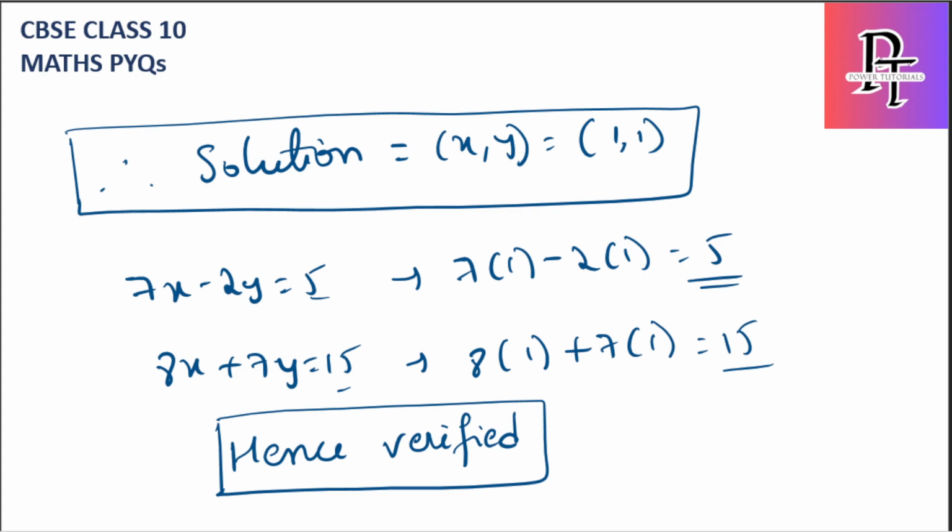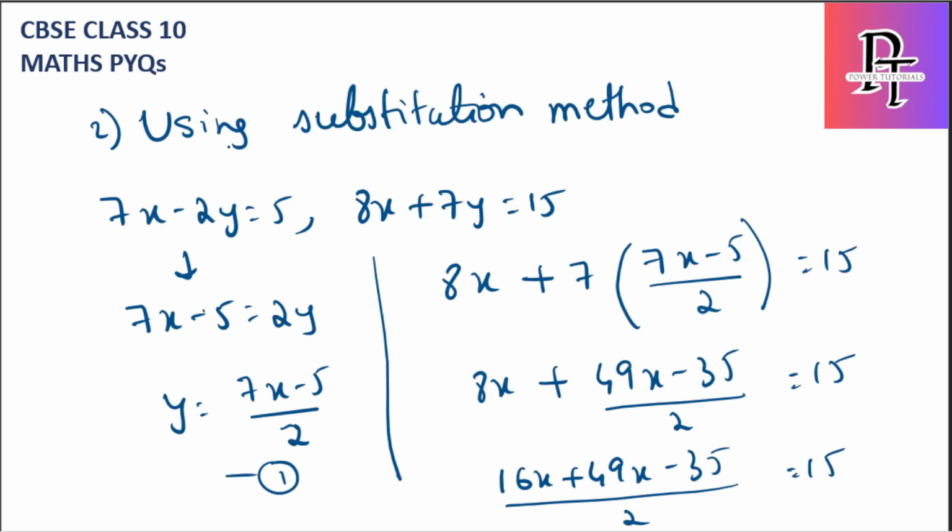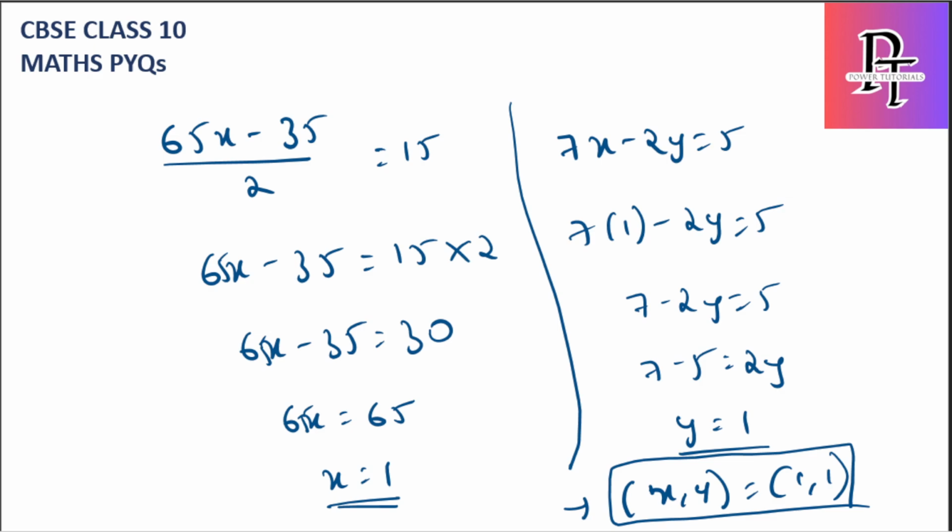So I have solved using both methods, but as I mentioned, if they haven't specified which method you have to use, I suggest going with the elimination method. But if they clearly mention you have to use only the substitution method, then follow the second method which I told you here, that is, how to get the x and y values using the substitution method. Okay, hope this is clear.